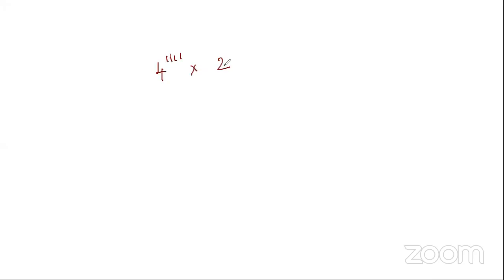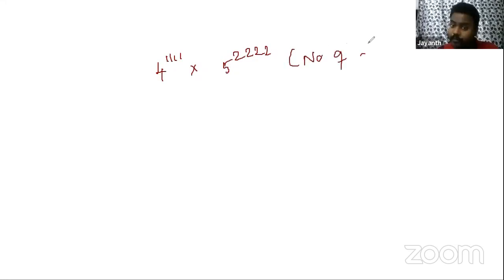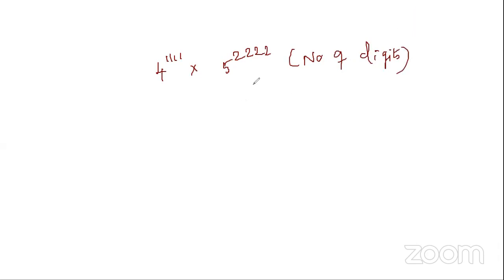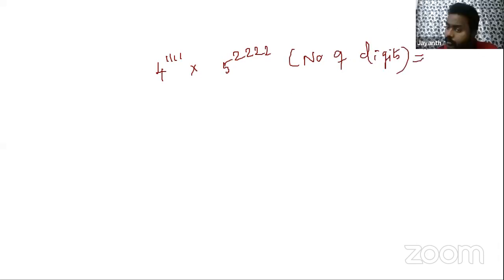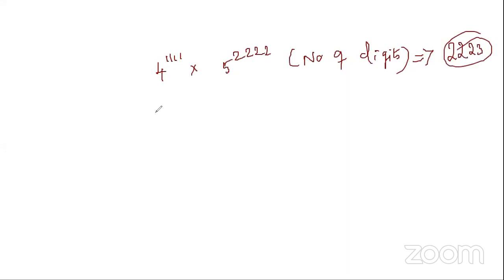What is the question? 4 power 11 into 5 power 22. The answer is 2223 digits, sir. Here the question asked is to find the number of digits. What is the answer? 2223. Excellent. Good. So how is it 2223?